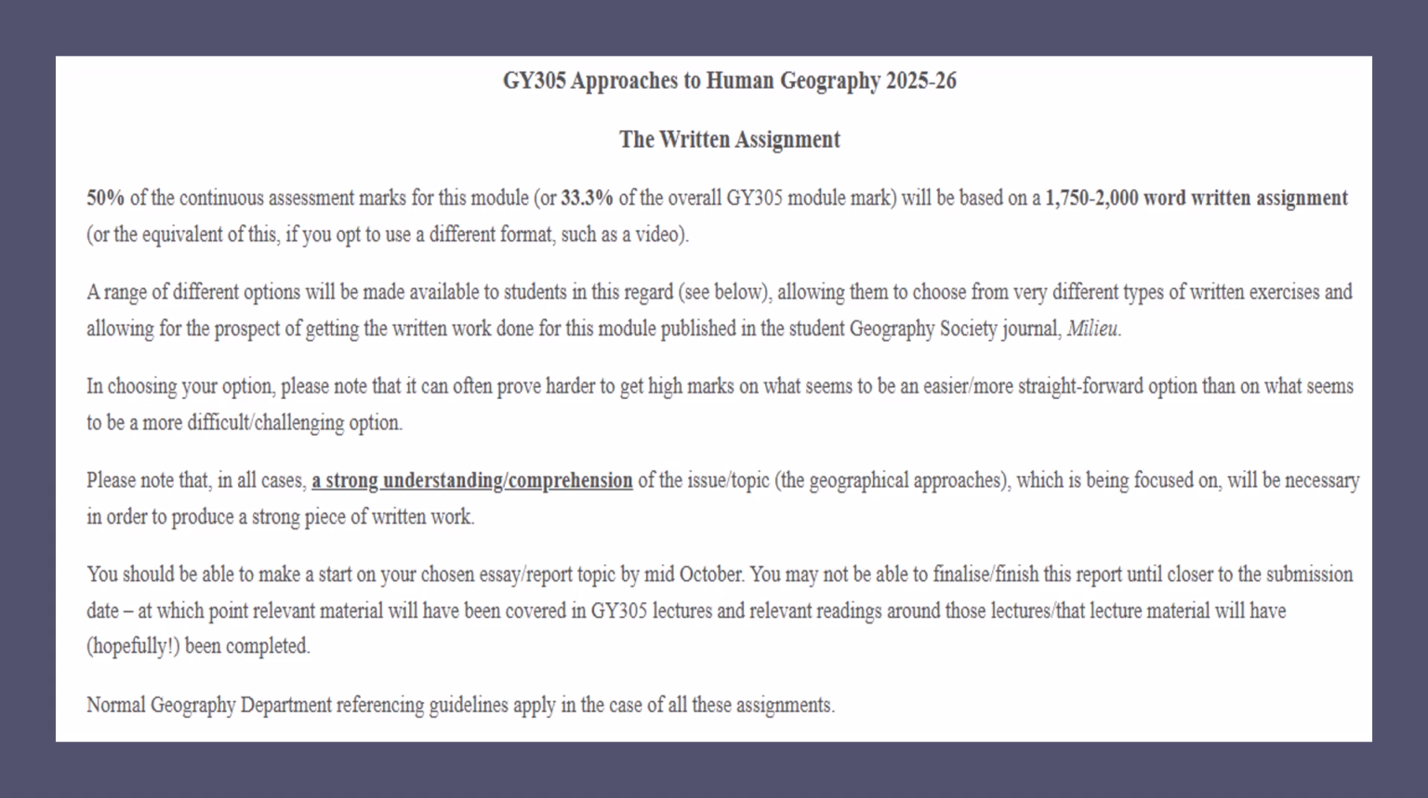Last point then, normal geography department referencing guidelines apply. If you read books, and if you've read books to better understand the material or the approaches for your assignment, include those in your list of references.